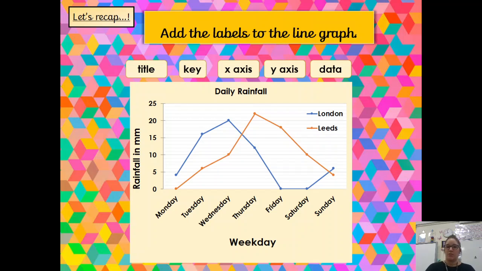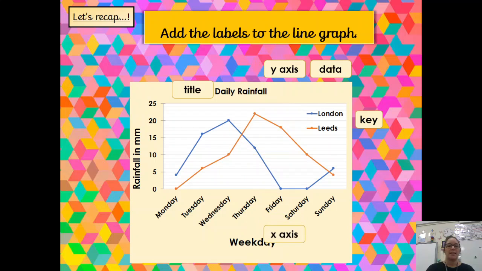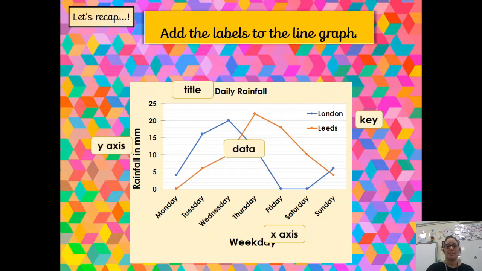Okay, a little further recap then. Can you add the labels to the line graph? So hopefully it's just a quick reminder, the title is the daily rainfall. The key, where it's got 2 pieces of data, we're going to need a key, because without the key we're not going to know what the 2 lines mean. One could mean France and one could mean Spain. Okay, we don't know. The x-axis is the weekday because that's going across. The y-axis is the rainfall in millimetres. Remember, it's telling us what the measurement is and it's millimetres today. And then this is the data.